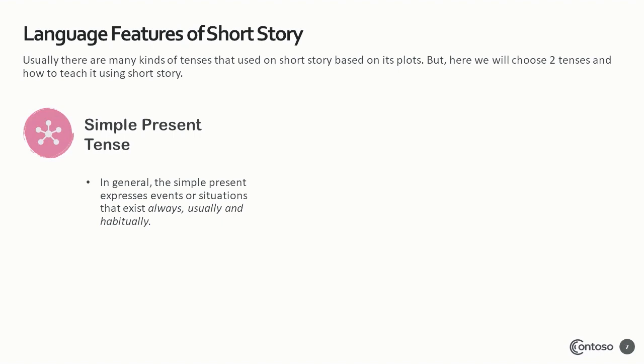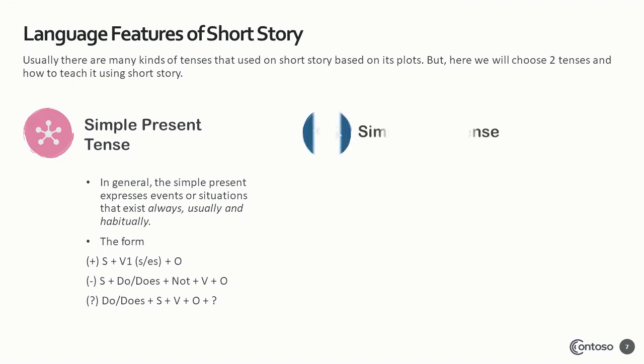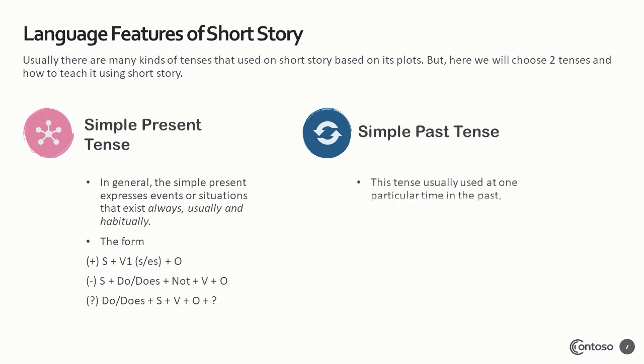The function of simple present is to express events or situations that exist always, usually, and habitually. The form or the pattern for positive is subject plus verb 1 adding S or ES plus object. For negative, subject plus do or does plus not plus verb 1 plus object. And for interrogative, do or does plus subject plus verb 1 plus object and question mark.